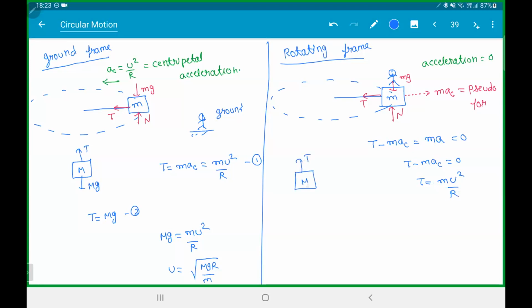This is tension and this is capital Mg. This will give you T is equal to capital Mg. Solve them, you get u is equal to root over Mg R by small m. So here my observer is on the block.